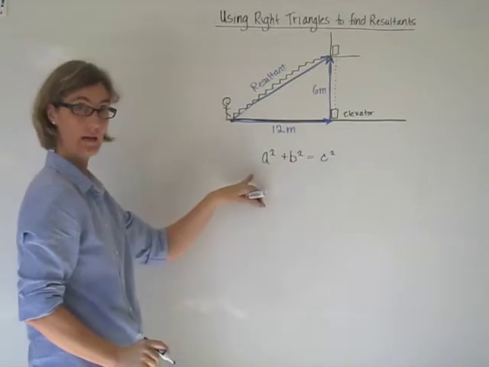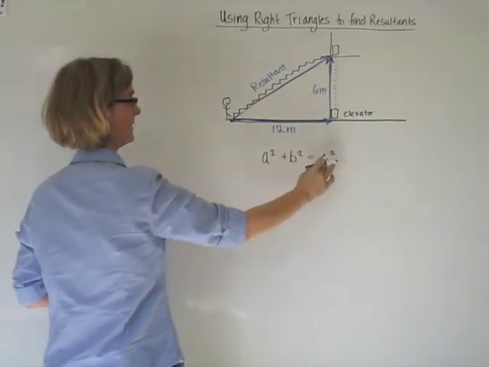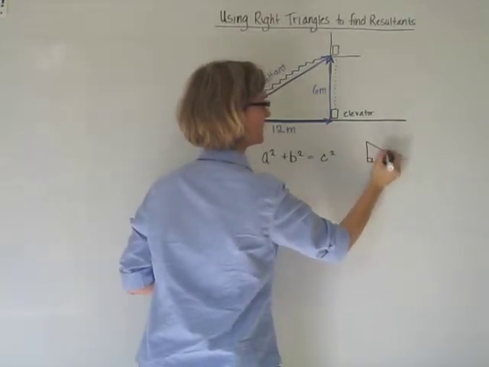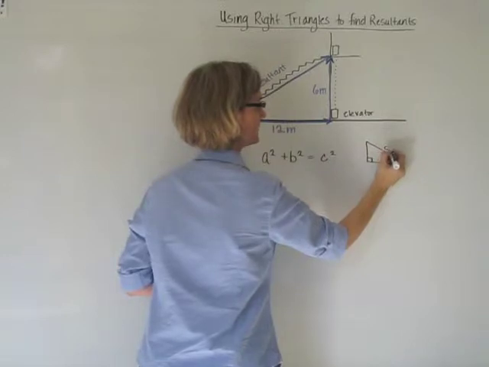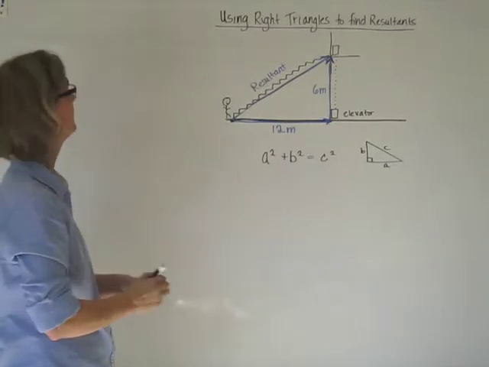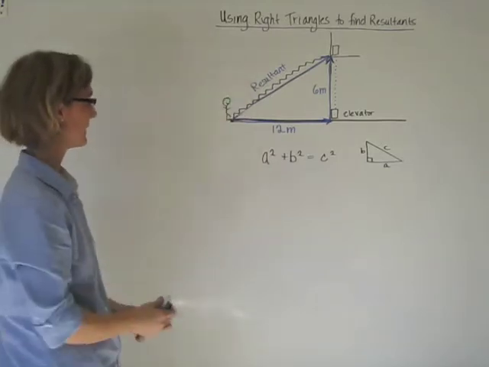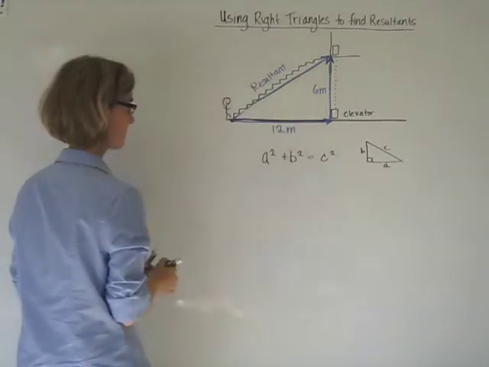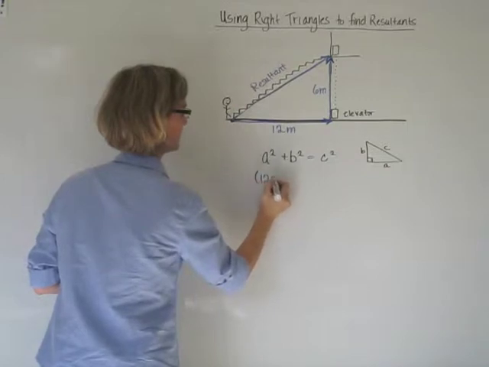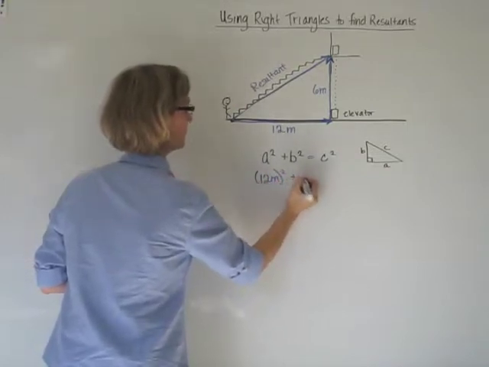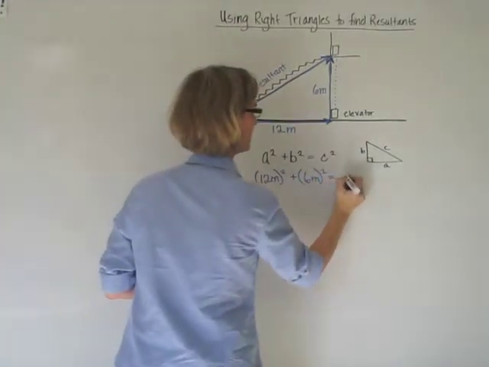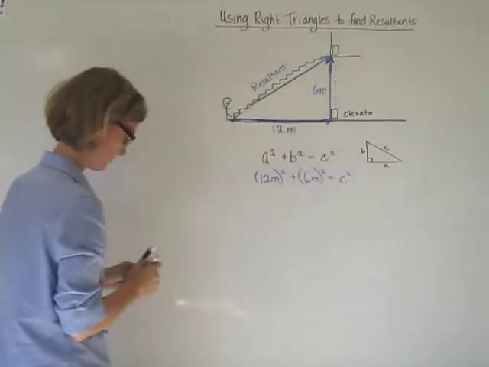In this formula, a and b are the legs, and c is the hypotenuse. The hypotenuse is opposite the right angle. So this is side C, and either of the other two can be A or B, it doesn't matter. In our example, the resultant is side C. Let's substitute our values. For A, I'm going to put in 12 meters. For B, 6 meters. And that's going to equal the resultant squared.